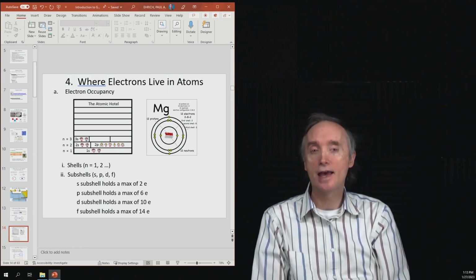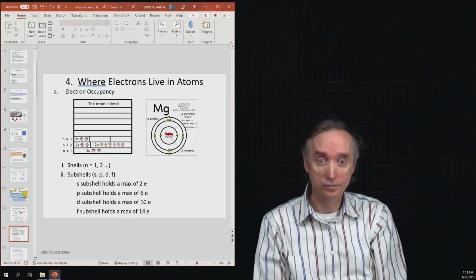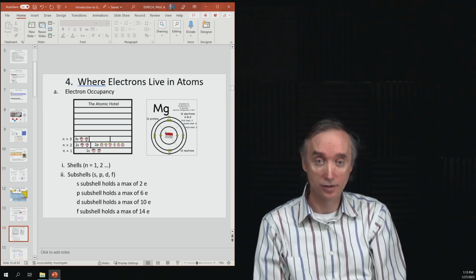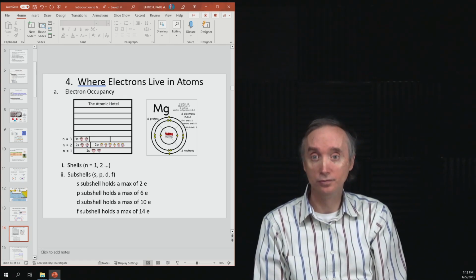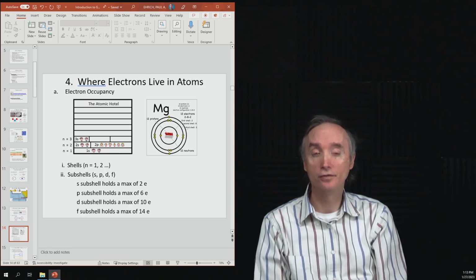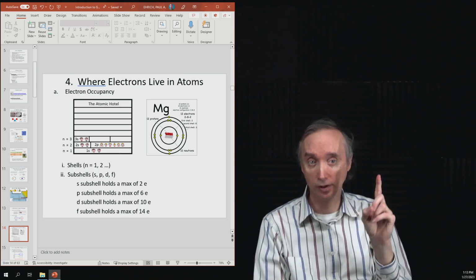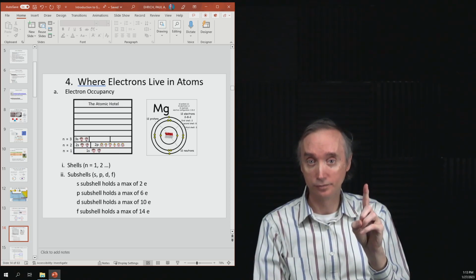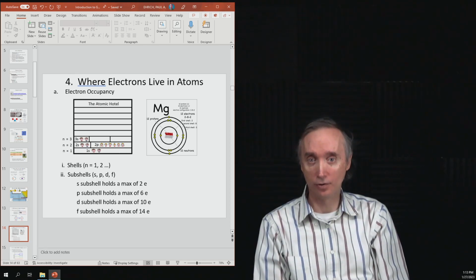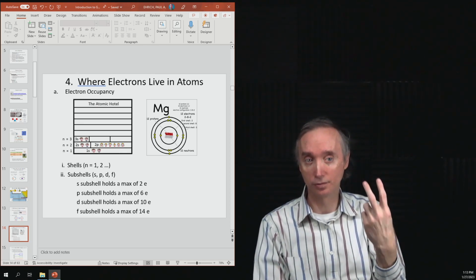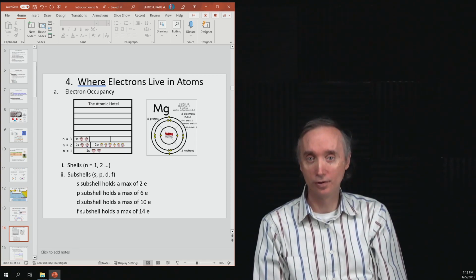Okay, then all apartment buildings have rooms on each of the different floors. The same thing is true for the atomic hotel: on the first floor it has only one room. When you go to the second floor, it has 2 rooms. When you go to the third floor, it's got 3 rooms. And when you go to the fourth floor, what do you think? It's going to have 4 rooms.